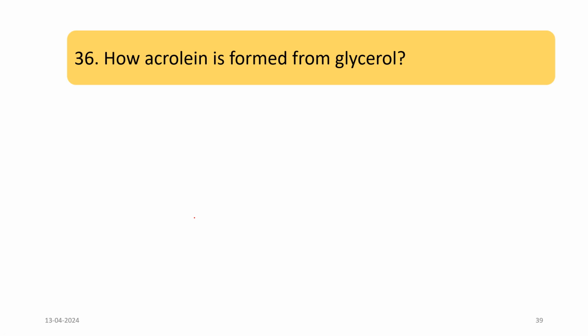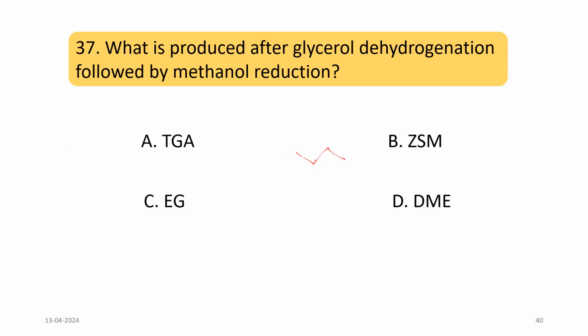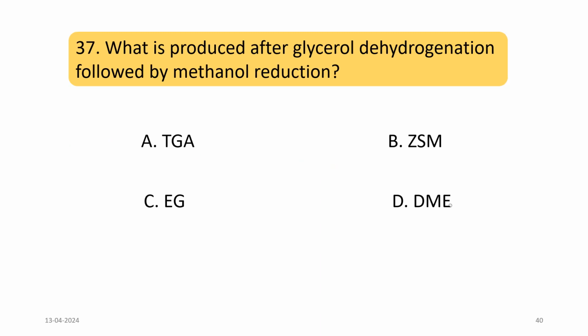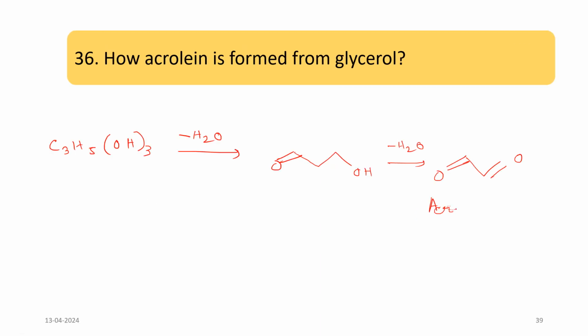Next question. How is acrolein formed from glycerol? There is glycerol, that is C3H5(OH)3, where during dehydration it will lead to the production of this compound. Again the dehydration happens and it will produce acrolein. So this is the structure of the acrolein from glycerol.